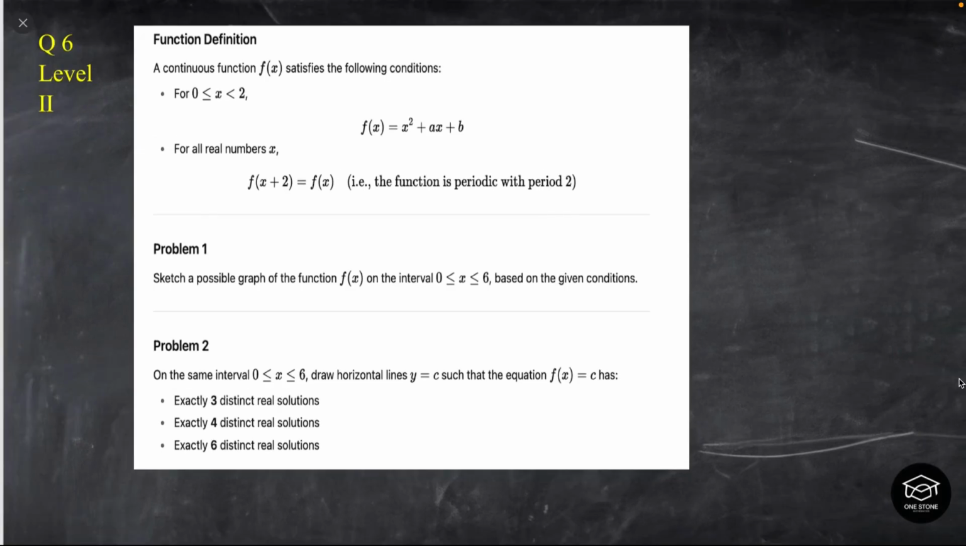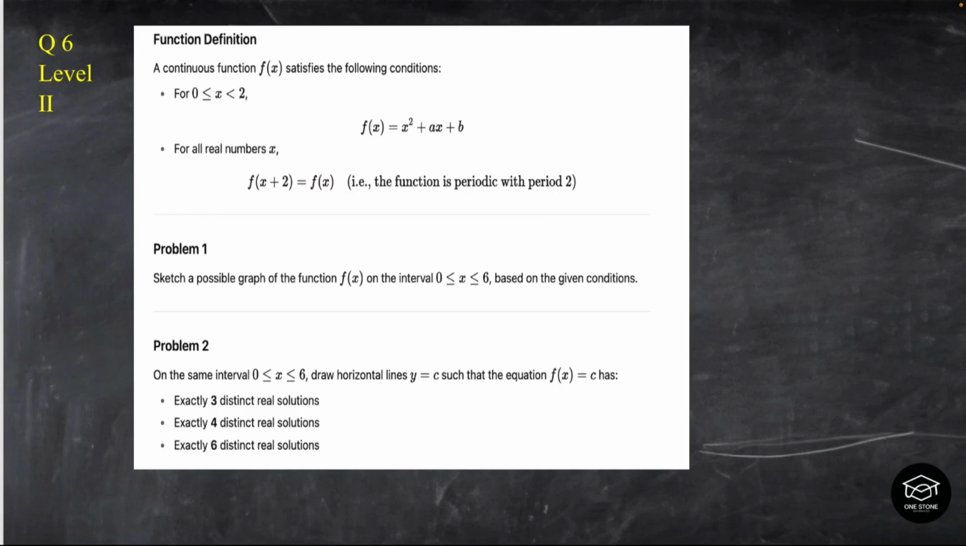Let's think about the continuity of periodic functions. We are told that the function f of x is defined as a quadratic expression on the interval 0 less than or equal to x less than 2, and that it is periodic with a period of 2. That means the graph of the function will repeat itself every 2 units.